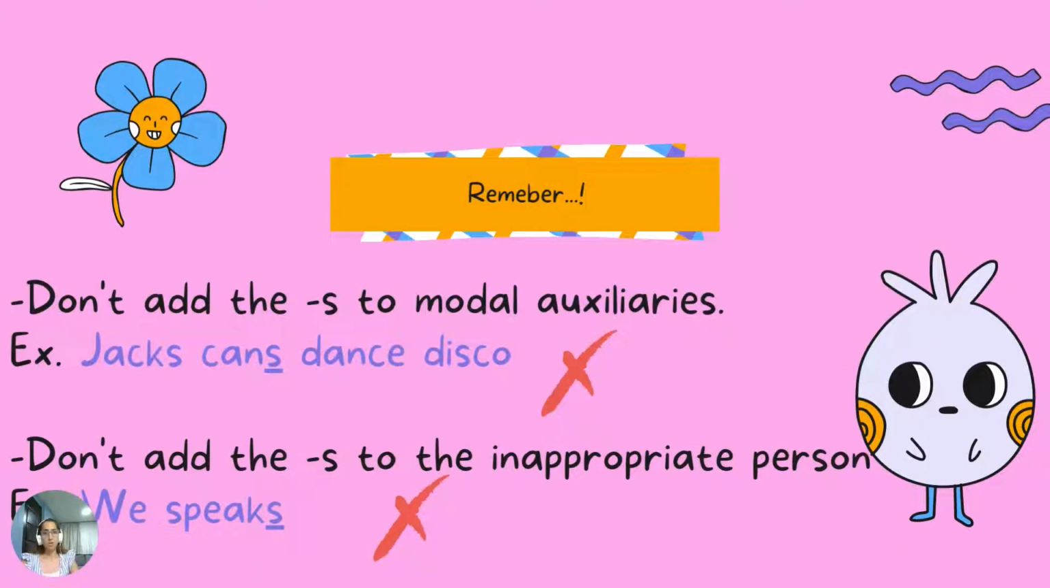There are some things that we have to remember. Don't add s to modal auxiliaries. For example, don't say Jack cans dance disco, but instead say Jack can dance disco. And also, don't add s to the inappropriate person. So we don't say we speaks, but we say we speak.